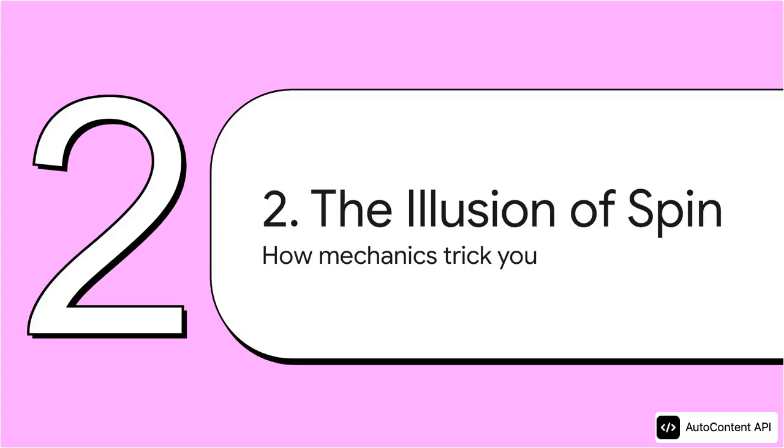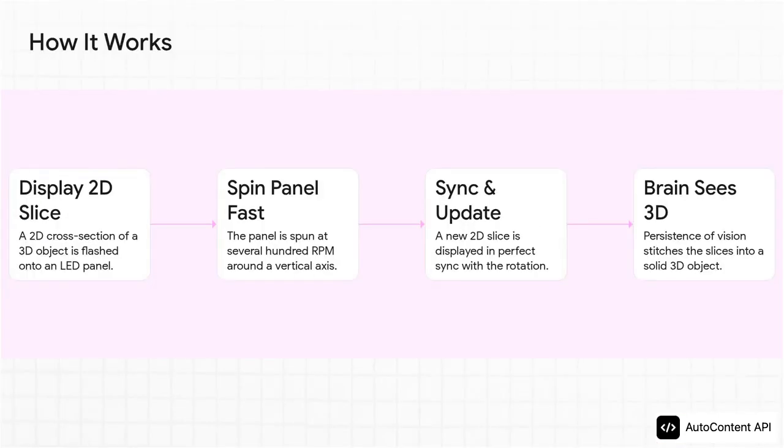So how does it actually work? How do you create a solid-looking 3D image out of what seems like thin air? Well, the secret sauce here is this really clever illusion that's all about spinning something super fast. And what's so cool about this is just how simple the basic idea is when you break it down.